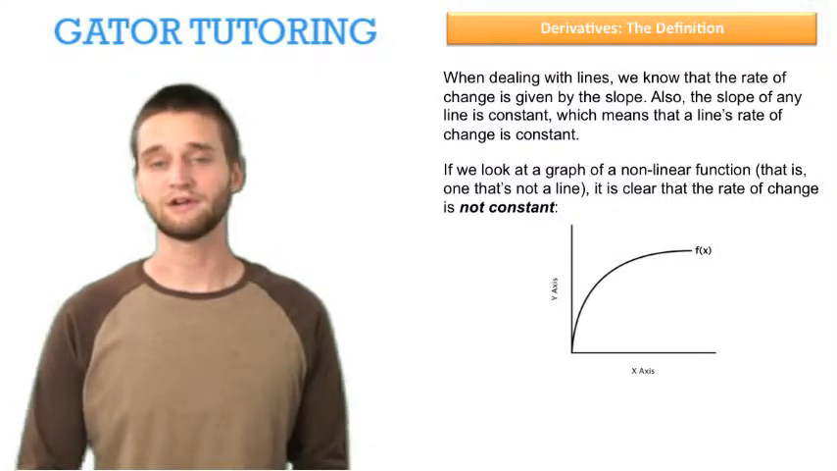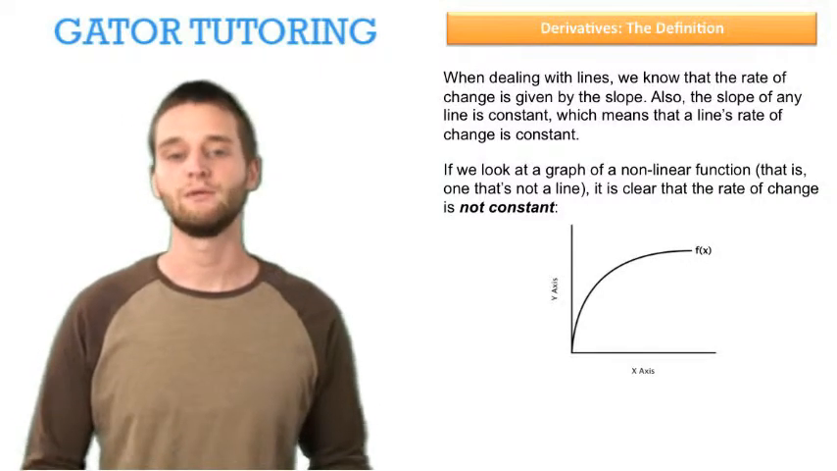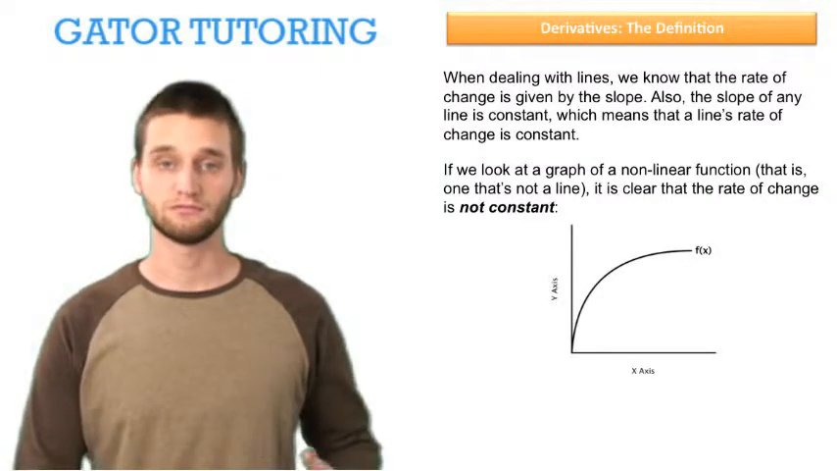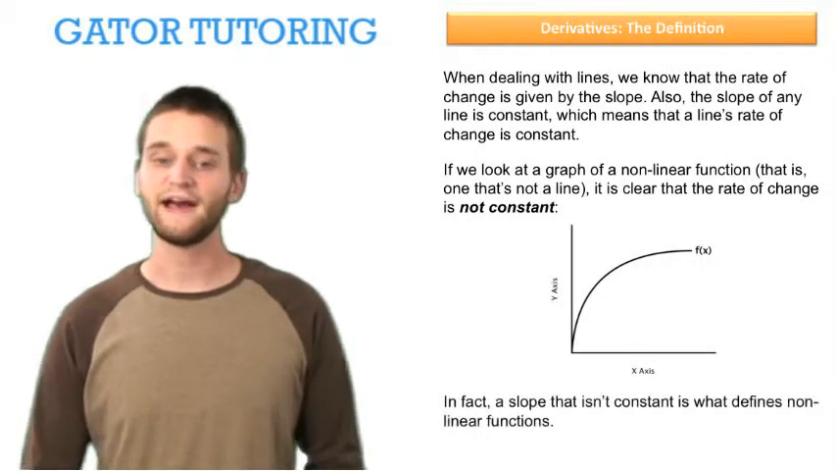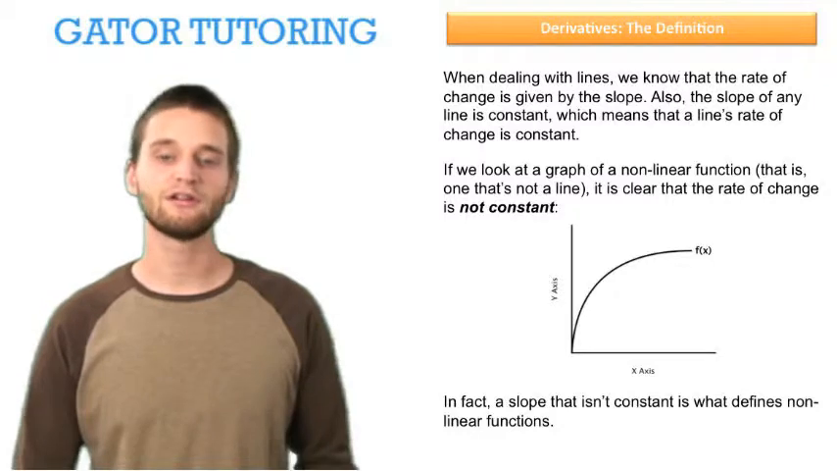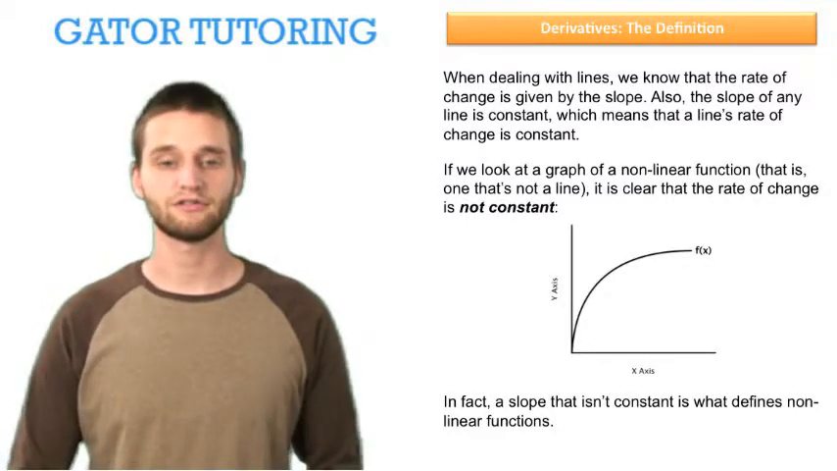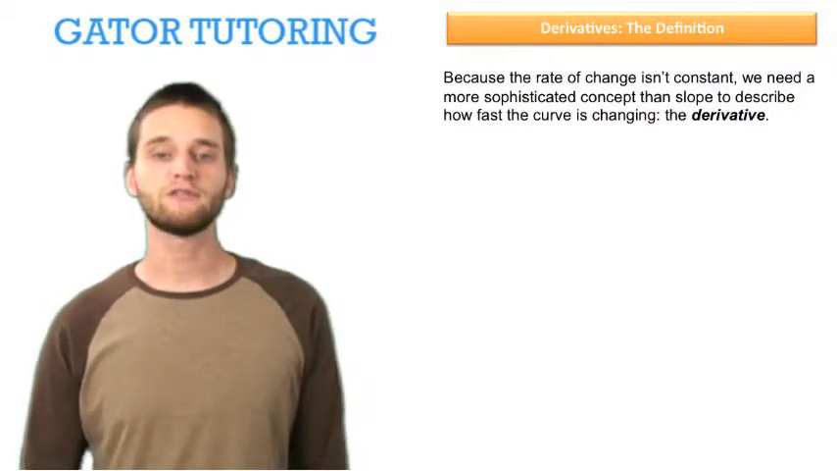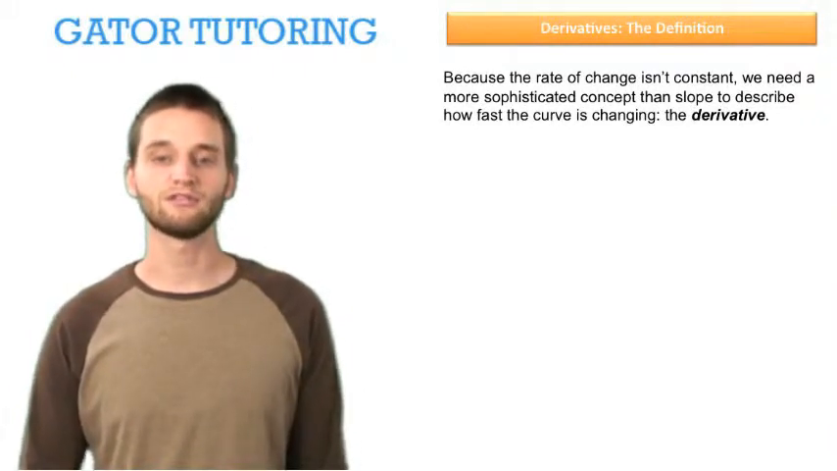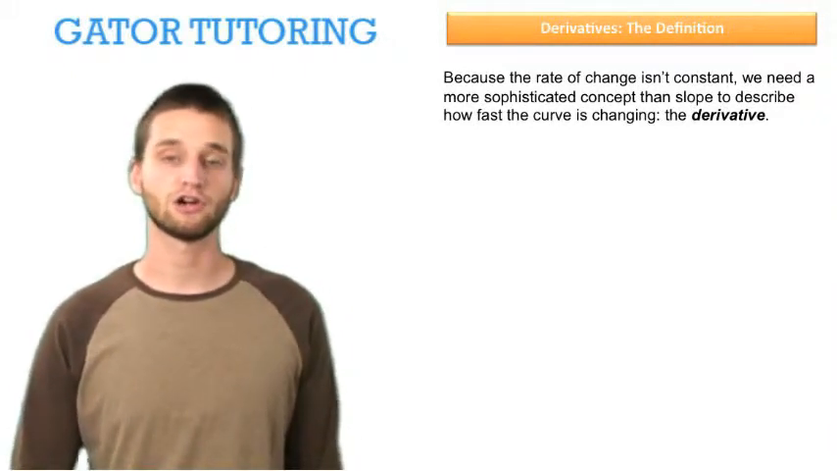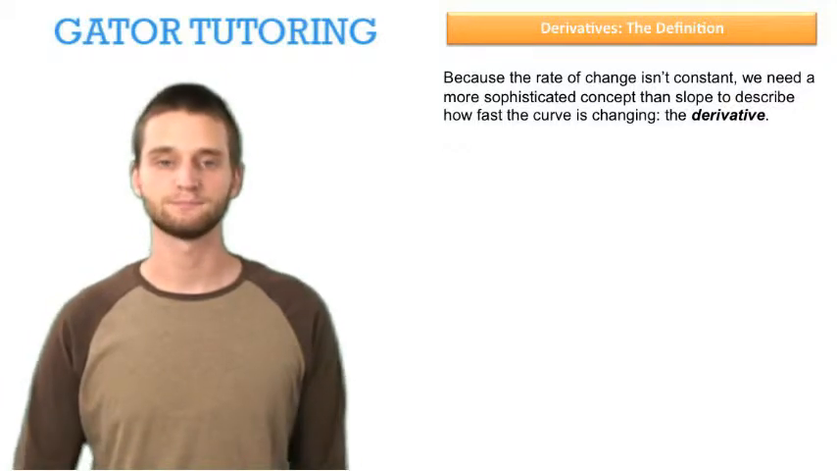As we can see by this graph here, it's not a straight line, and we can see that the rate of change changes based on where we are on the function. In fact, a slope that isn't constant is what defines nonlinear functions. Because the rate of change isn't constant, we need a more sophisticated concept than slope to describe how fast the curve is changing: the derivative.